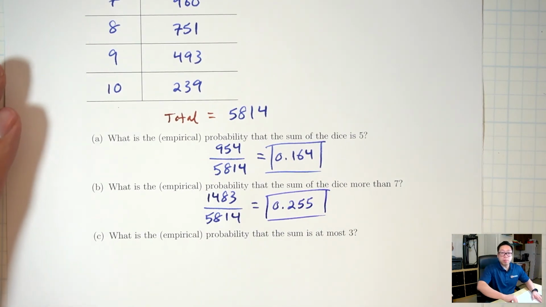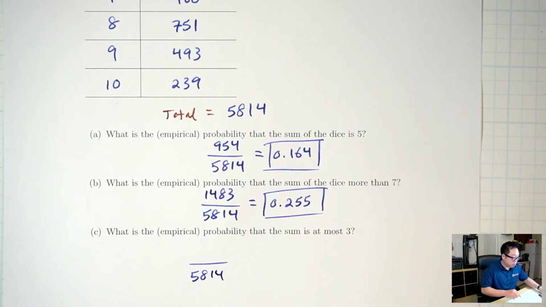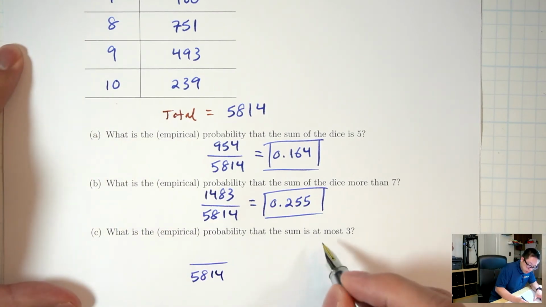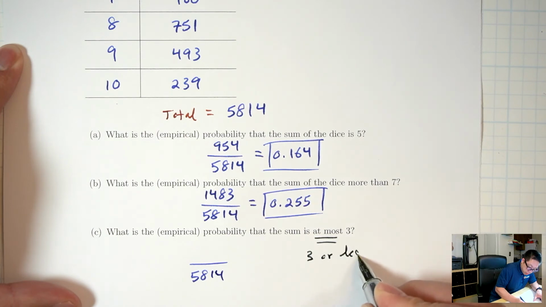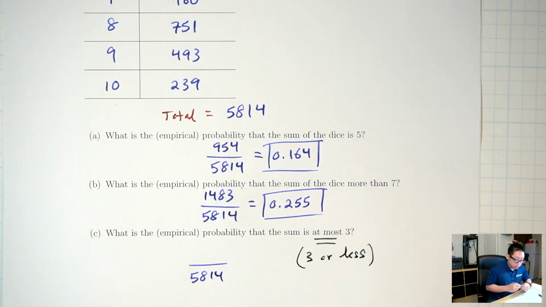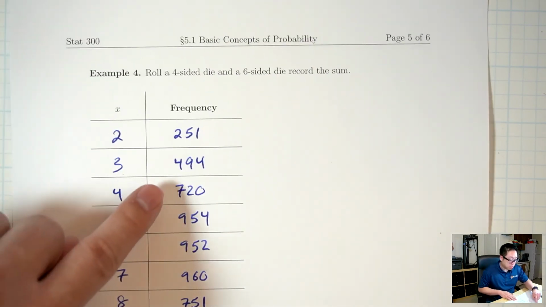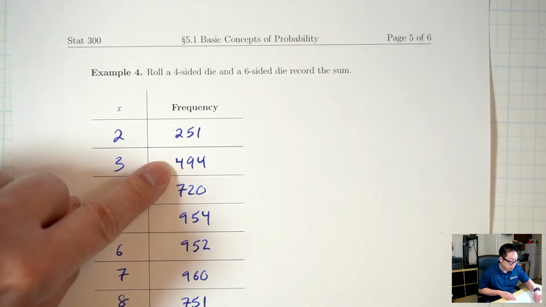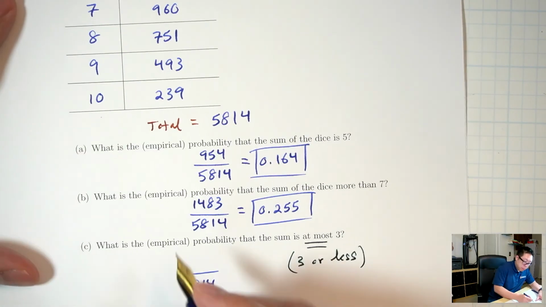Part C, what's the probability that the sum is at most 3? Okay, bottom still the same. At most 3, remember, means 3 or less. So 3 or less means 3 and below, so that's just the 3 and the 2, so that's 494 plus 251. Okay, that's 745.